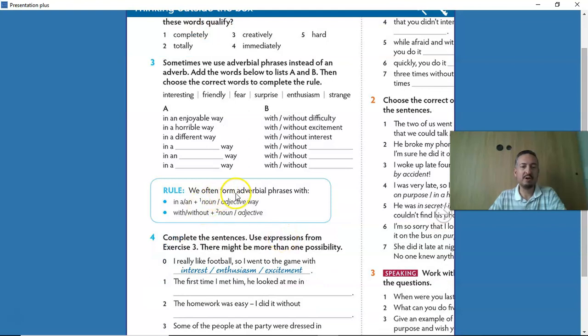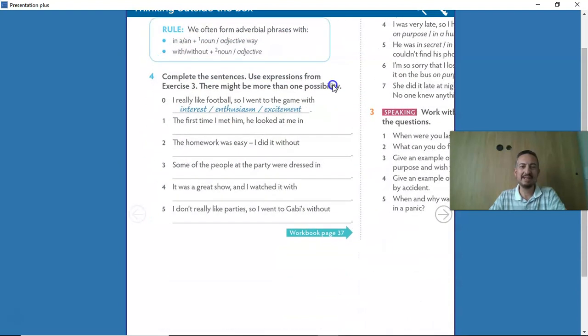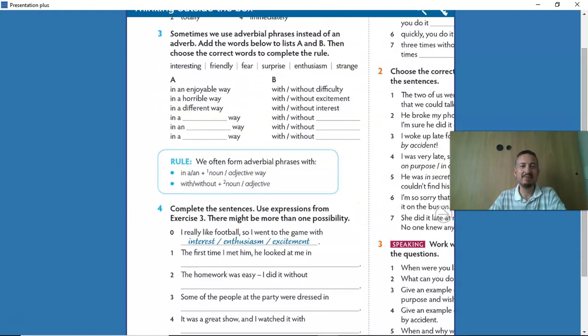So we often form adverbial phrases with in, or in a, or in an, plus an adjective, plus way. Let's circle adjective here. In an interesting way, in a friendly way, in a fun way, for example. And with or without plus a noun, or adjective plus a noun, as we saw here.